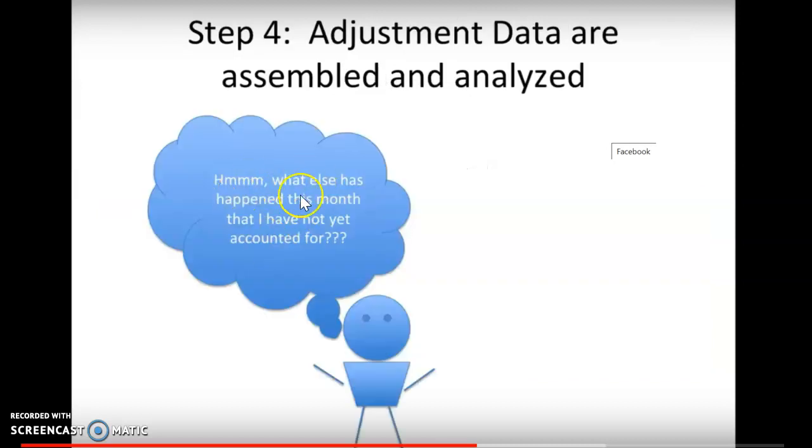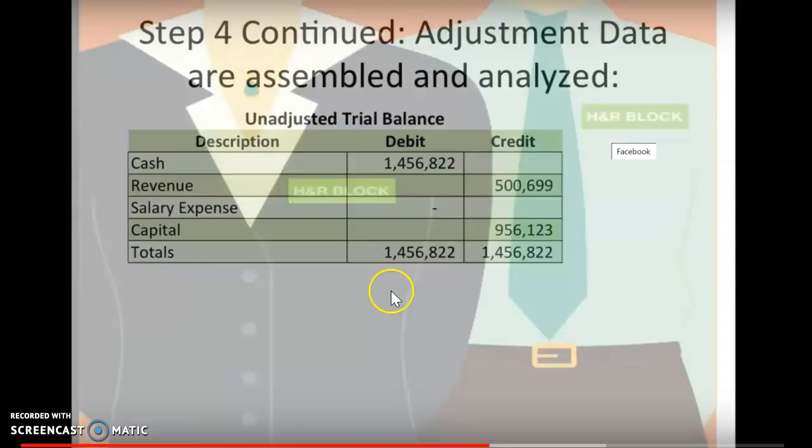So now I'm going to read this bubble. What else has happened this month that I have not accounted for? So if I look at my trial balance so far, I have cash, revenue, expense, capital. But notice the salary expense. I haven't accounted for salary expense. If you look at the picture behind the trial balance, what do those look like? Those are my H&R Block employees. So I'm thinking they have work that I have not paid for them yet.